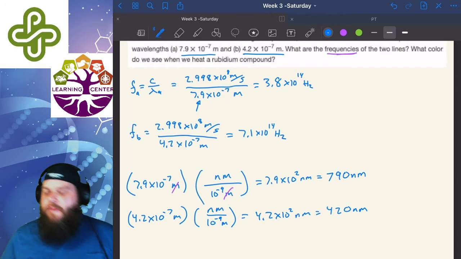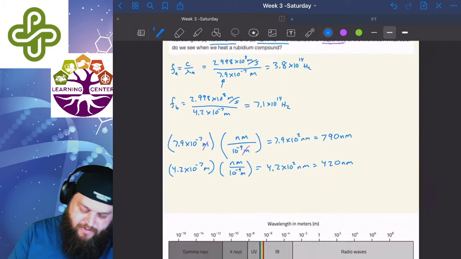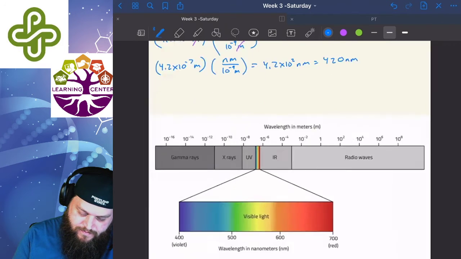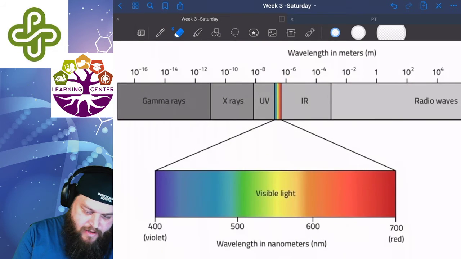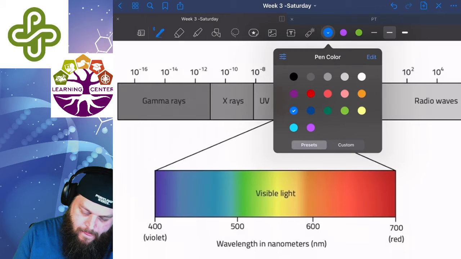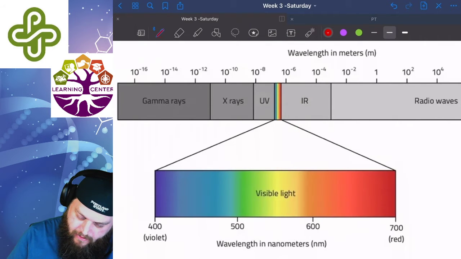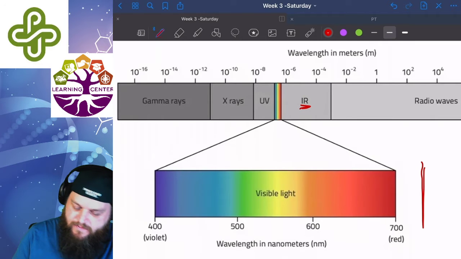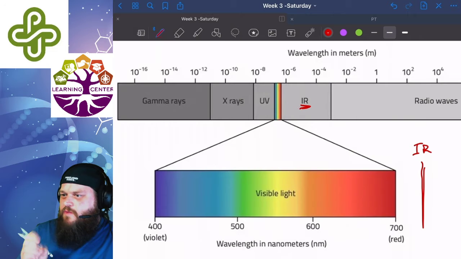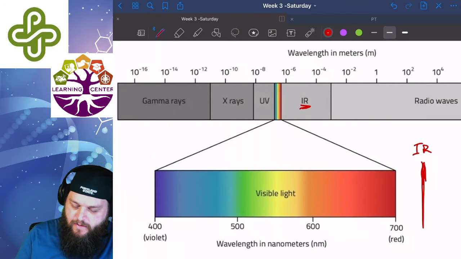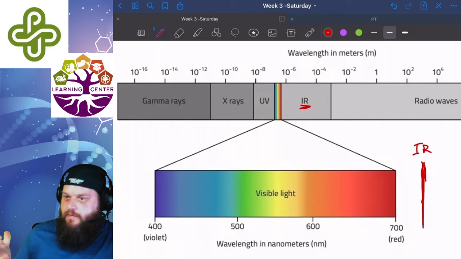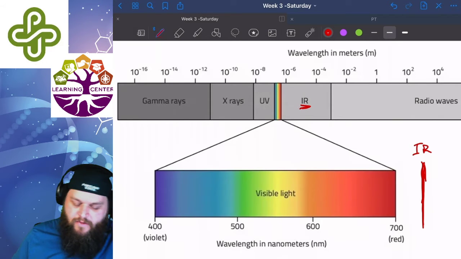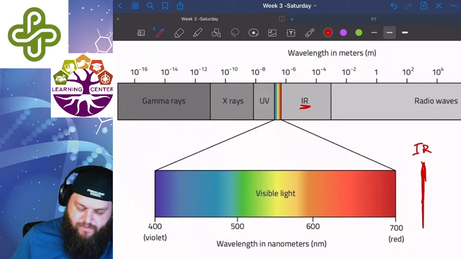So when we compare this onto our spectrum, which I have down below here, we can see 790 is going to be like a deep red color, and it's actually going to be infrared. It goes into this IR. Maybe if your eyes are really trained to it, you might be able to see it very faintly, but most of us are not going to pick up on this really well, especially with all the light pollution around us. If your lights are on, you're not seeing this really well.